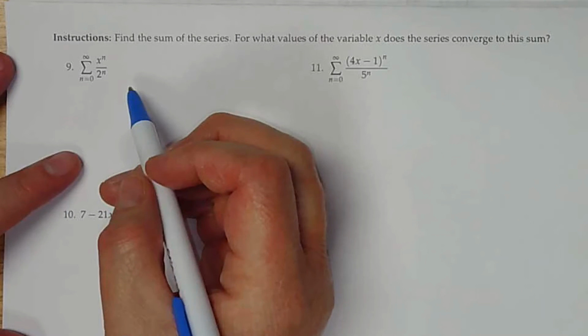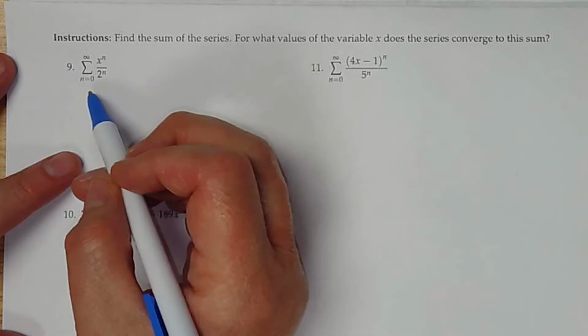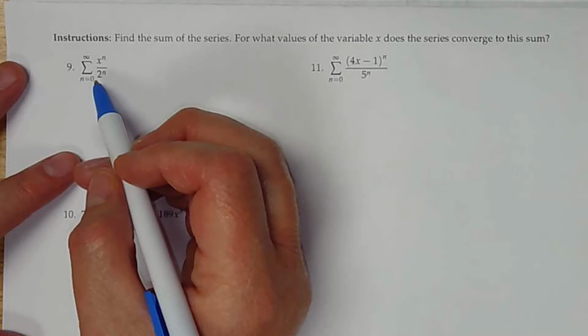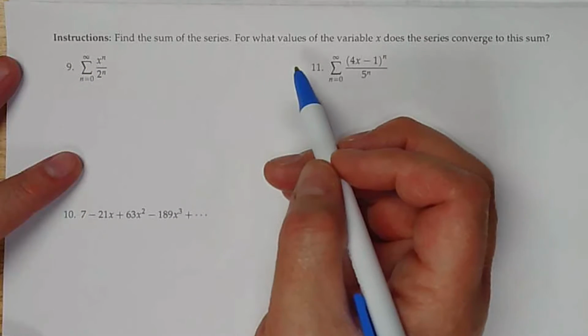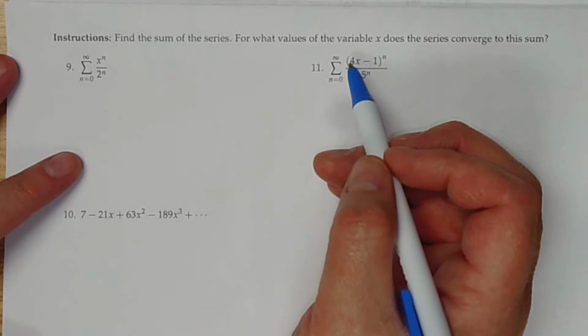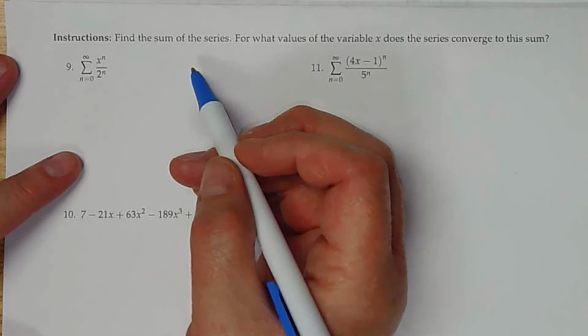These series are a little bit different. We've introduced the variable x here. So we have n, which is the index for our summation, and then we have the variable x. And what we're interested in is what values of x will allow the series to converge, and then for those values of x, what will be the sum of the series.